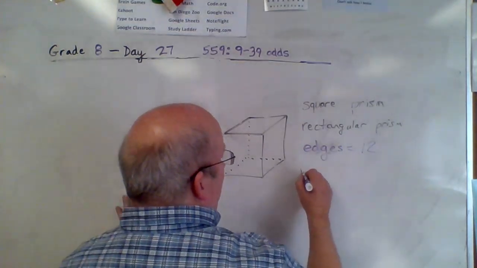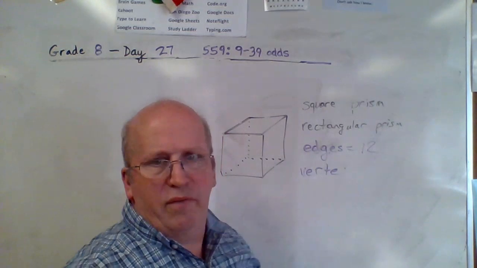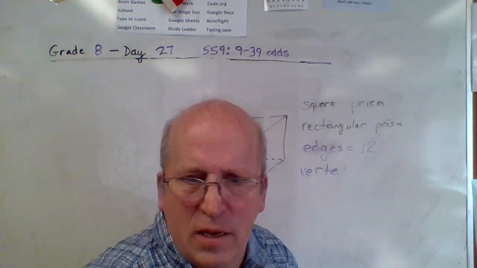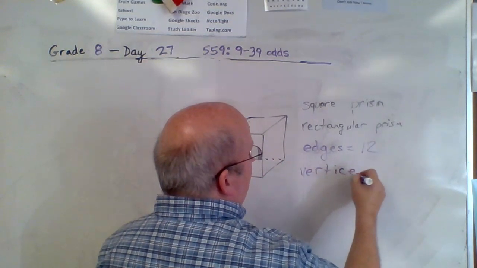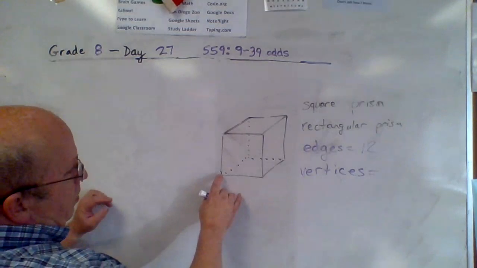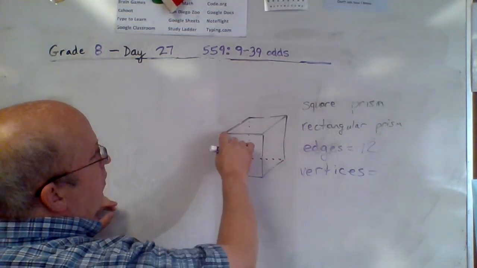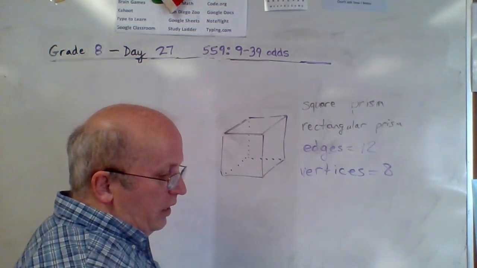How many vertexes are there? But the plural of vertex isn't vertexes. The plural of vertex is the word vertices. How many vertices do we have? That would be those dots, 1, 2, 3, 4, 5, 6, 7, 8. There are 8 in this particular case.